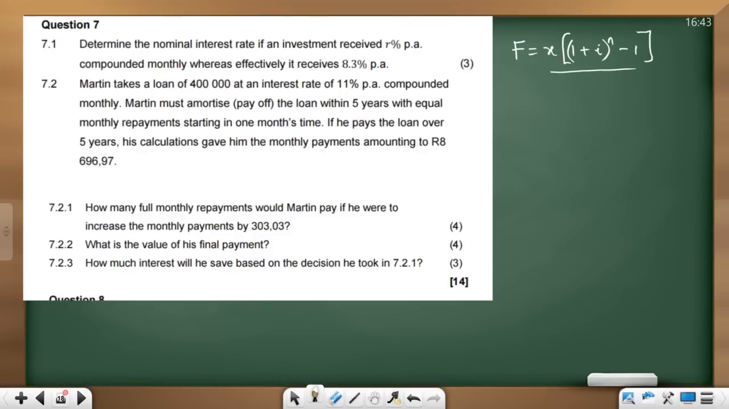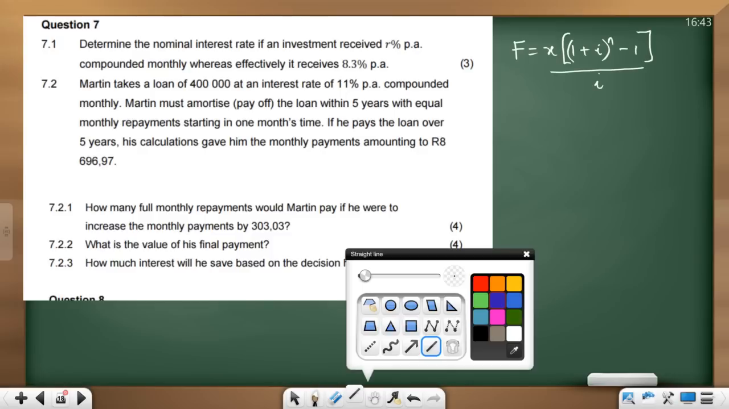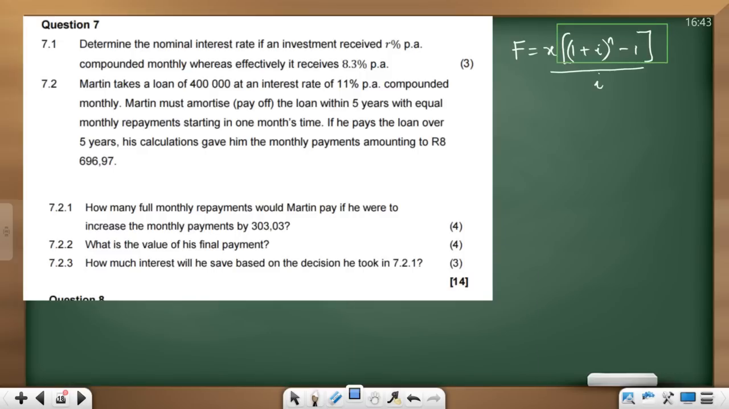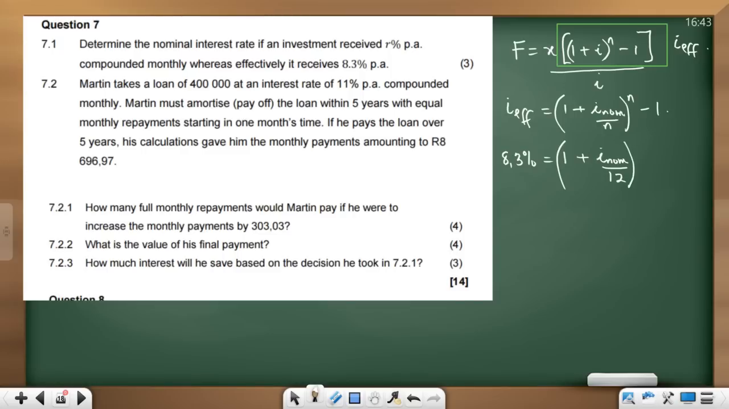You look at your F formula. The bracket on top there, that is your i effective. So just write that down. i effective equals what? 1 plus i, that will be the nominal over the frequency, minus 1. Determine the nominal if the effective interest is 8,3%. Beautiful. So 8,3% equals 1 plus i nominal compounded monthly, and this is always done over 1 year.